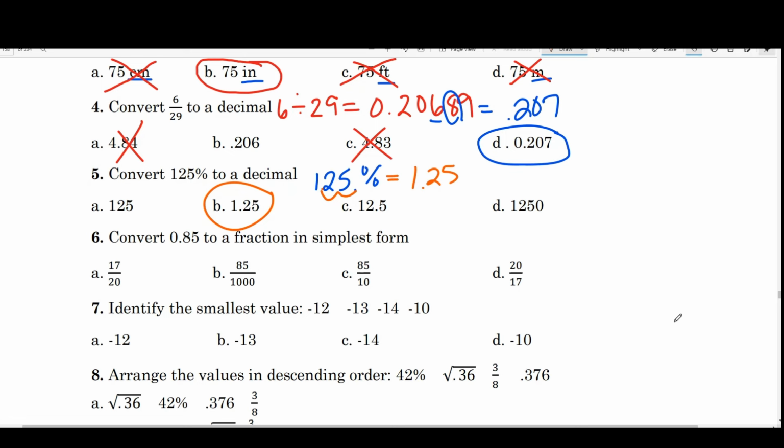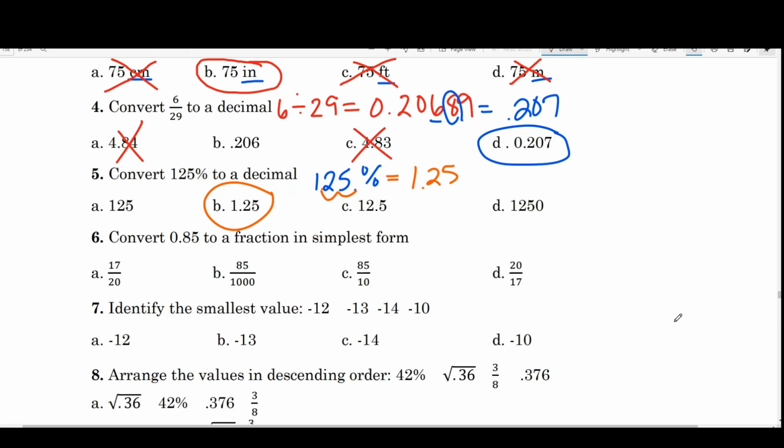All right, number 6 says convert 0.85 to a fraction in simplest form. So anytime we convert from a decimal to a fraction, there's 2 different strategies you can use. You can actually say the value out loud, that lets you know how to set it up. Or you can go by the number of values after the decimal, and that'll tell you how many zeros are in the denominator. So if we read it out, it says 85 hundredths.